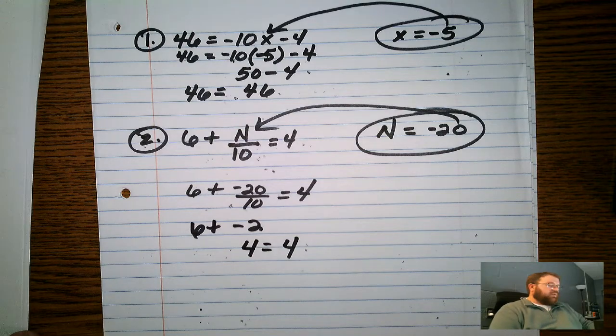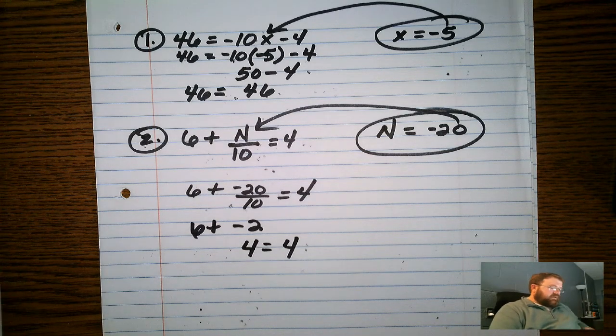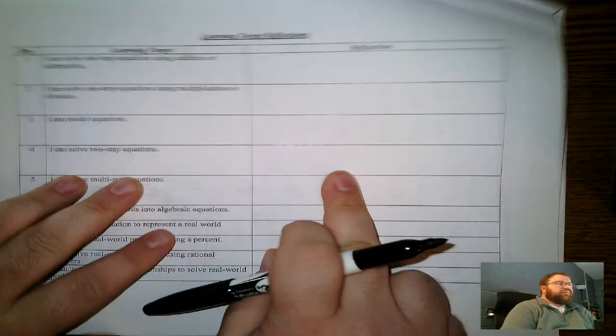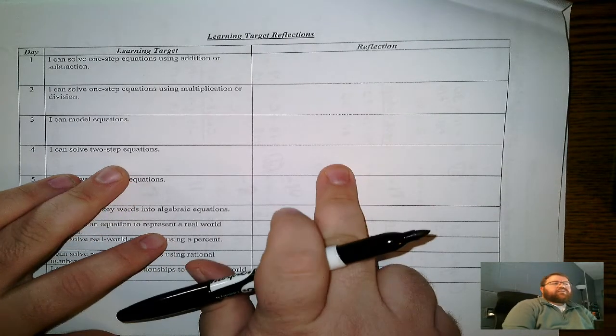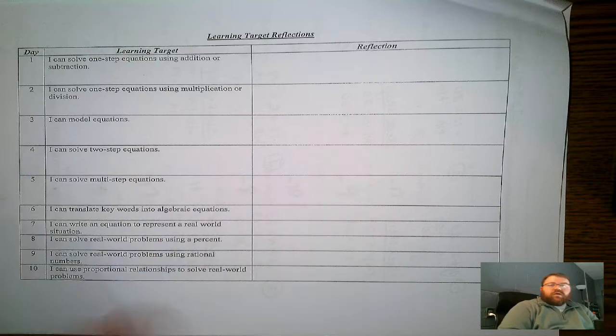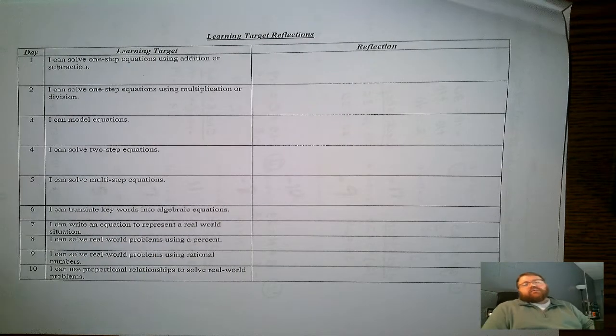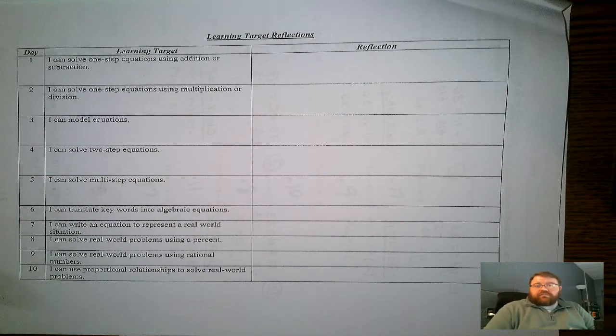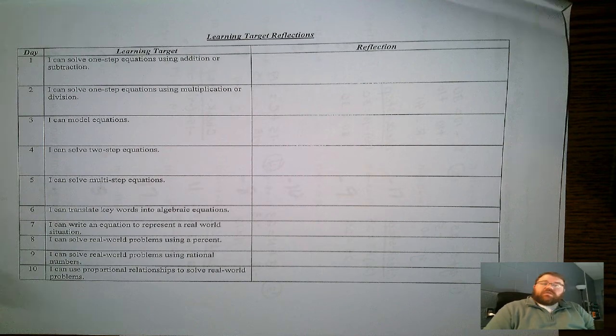The last thing that you all need to do today is look at your learning target reflection. And again, we're talking about day number 4. I can solve two-step equations. We want you to reflect on what you learned and how you solve two-step equations. Maybe it's better if you explain it to us that way. And then we want you to write a two-step equation of your own and solve it.